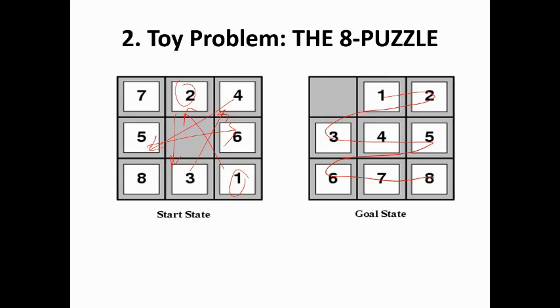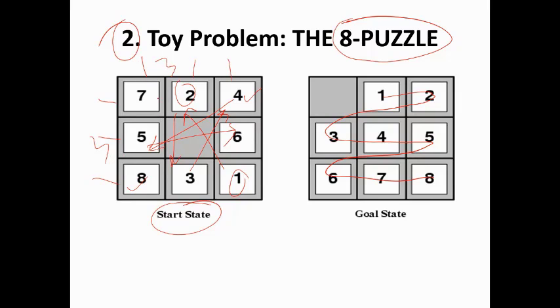The first problem is about the toy problem. So in the toy problem, we are thinking about the 8 puzzle. Let's say this is the starting state, where we have different numbers from 1 to 8. There are numbers in a 3x3 square.